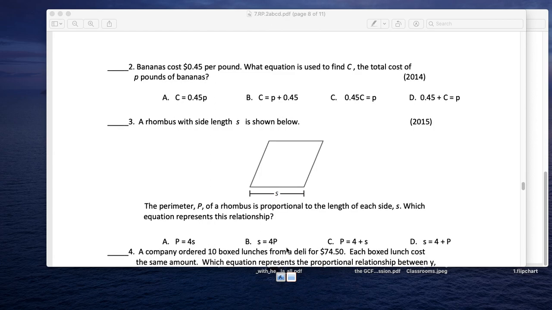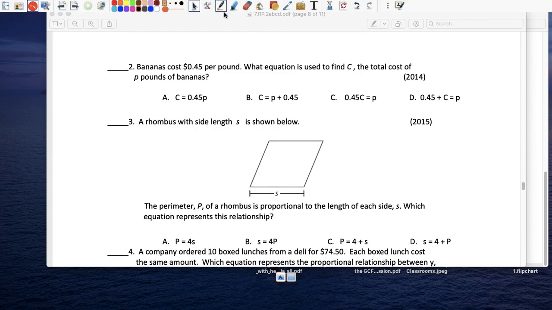Banana costs 45 cents per pound. What's the equation? C, give me a break, the total cost of P pounds of bananas. Well, that's the total cost. This is the number of pounds, and that's your cost per pound. So the only one that looks correct is that one. So this one has plus 0.45. This one has, I don't know what the heck that is. It has P equals, no, it's C. We want to find C, the cost. What's the cost? The cost is the price times the pound. So that's not correct. This one, I don't even know what that is.